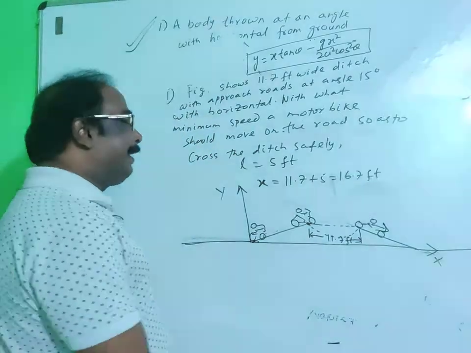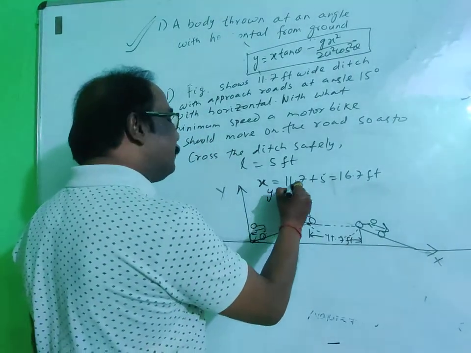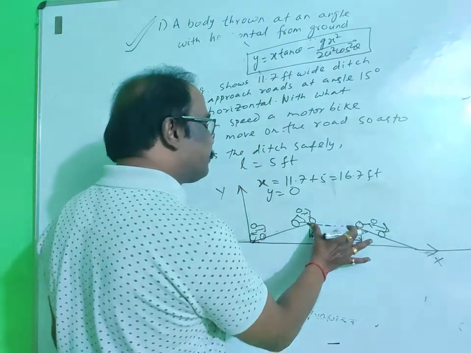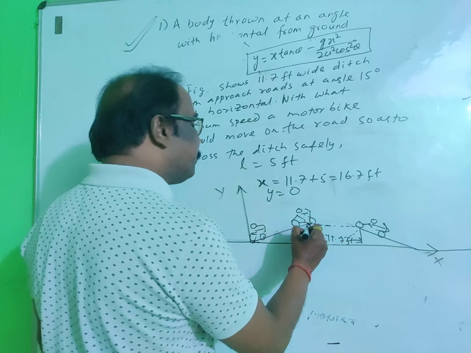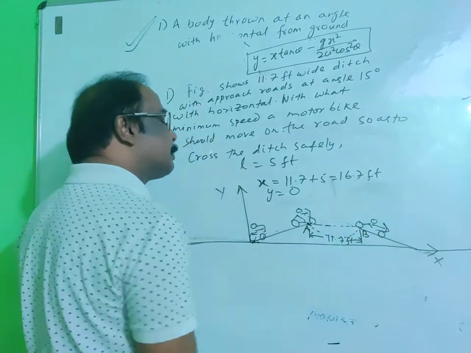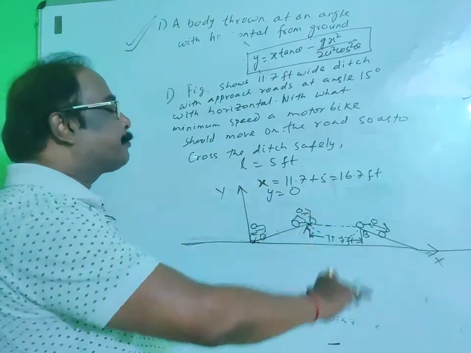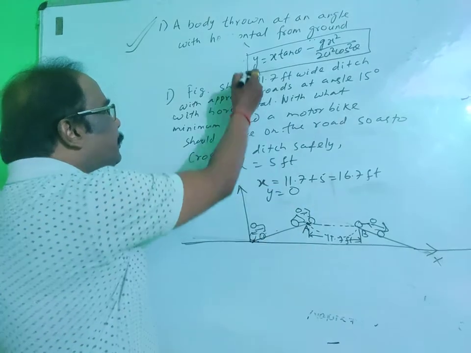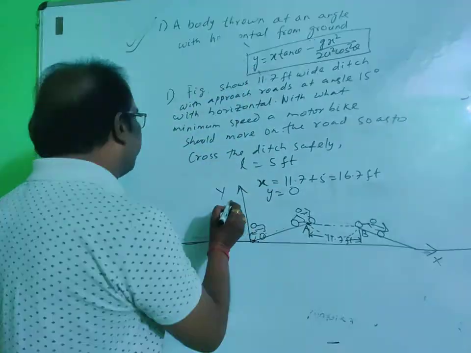Then vertical displacement y is 0. From this point to this point, there is no vertical displacement. The front wheel leaves at A and the rear wheel reaches at B. Then it crosses the ditch. Then vertical displacement is 0. You just use this equation here.